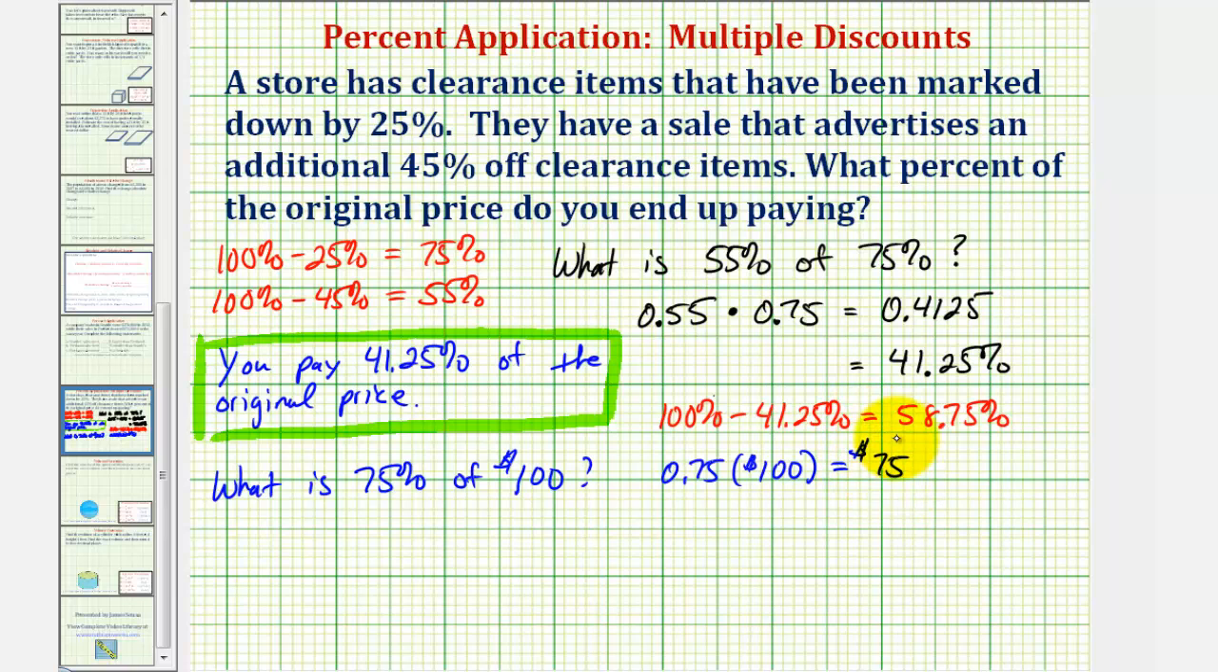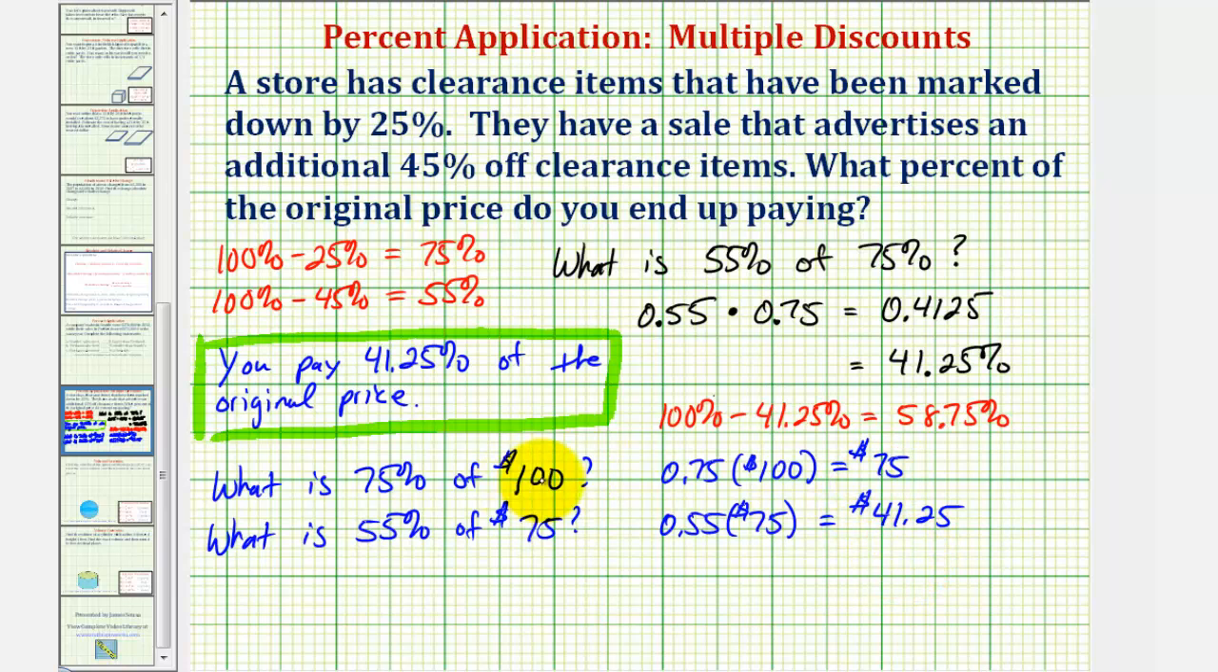Then this price will be discounted 45%, so we pay 55% of $75. So the next question could be, what is 55% of $75? Well, we'd have 0.55 times $75, which does come out to $41.25.